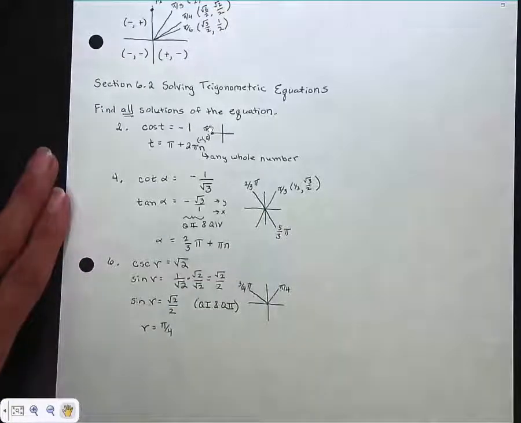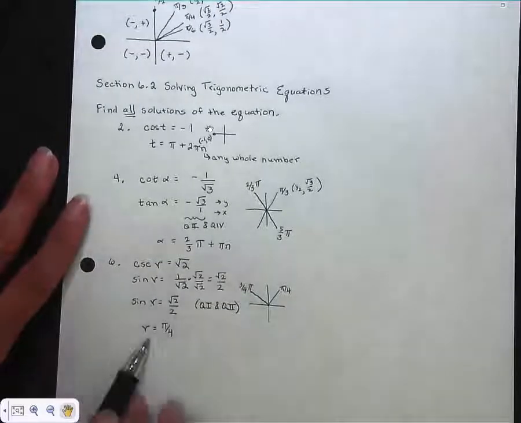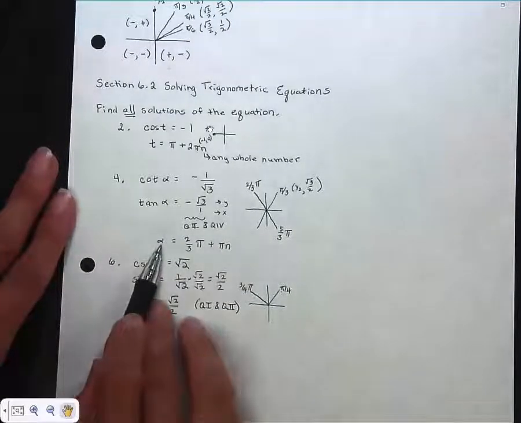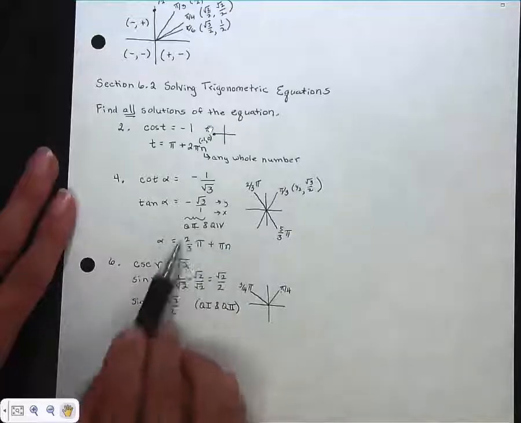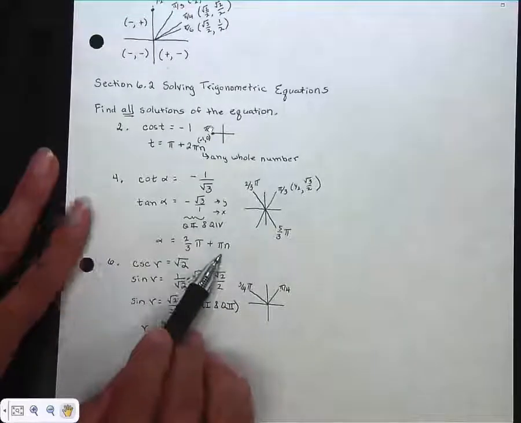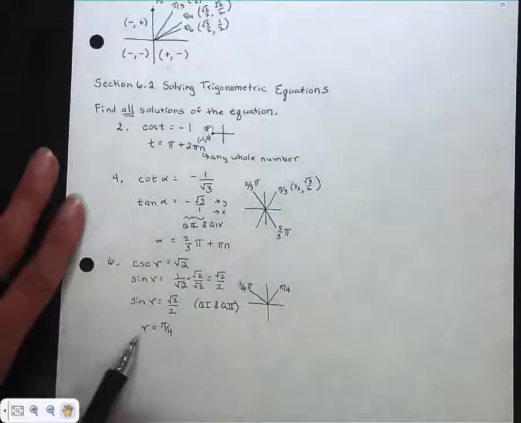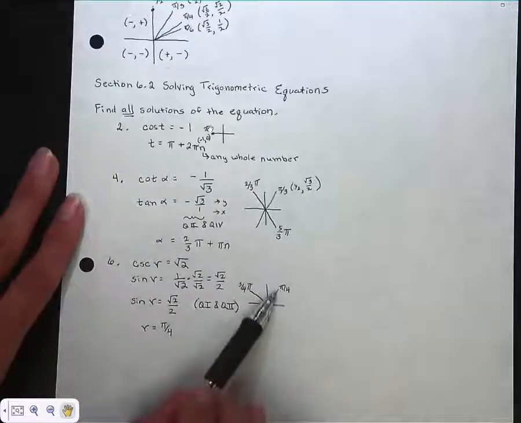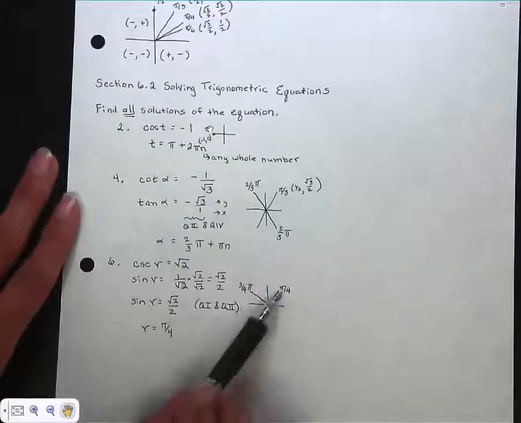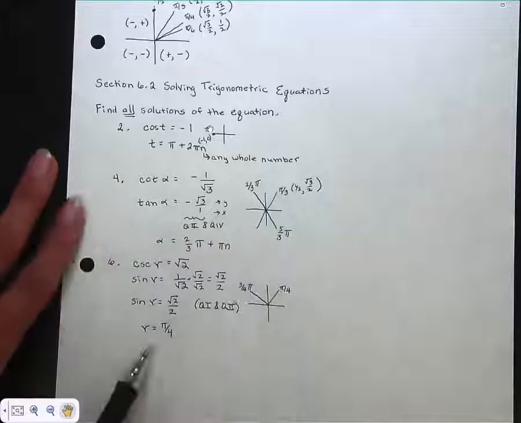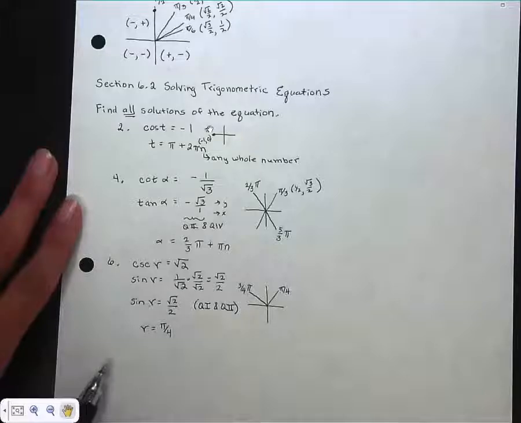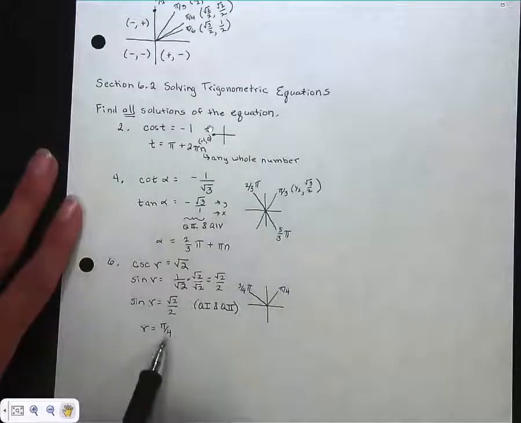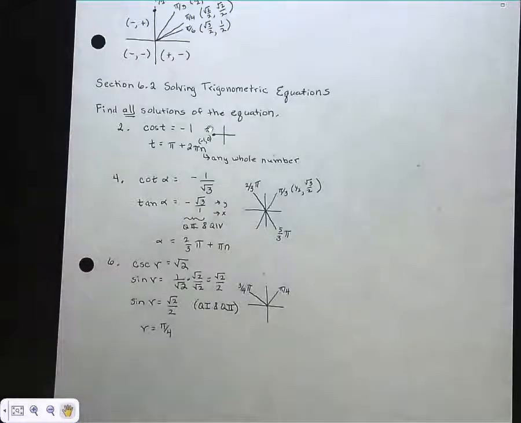And I'm wondering if I could write all solutions as I did in number 4. Just take the first solution and add multiples of 180 degrees. Let's see if it works with this equation. If we start at pi over 4, we can just add 90 degrees and we'd be at the 3/4 pi. So maybe I should write this as pi over 4 plus multiples of 90 degrees. Or since we're in radians, pi over 4 plus multiples of pi over 2. Pi over 2 is the same as 90 degrees.